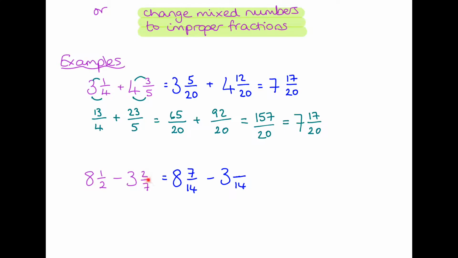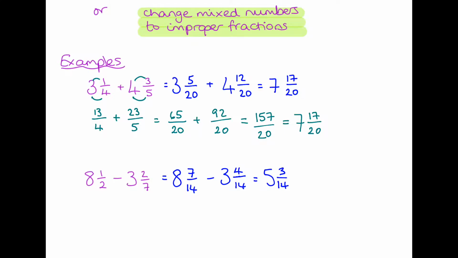Then the 7 has been multiplied by 2 to give us 14. So the 2 needs to be multiplied by 2 to give us 4. Okay, so let's deal with the whole numbers now. 8 take away 3 is 5. 7 14ths take away 4 14ths is 3 14ths. So that was nice and easy.